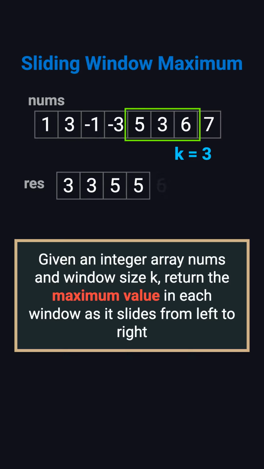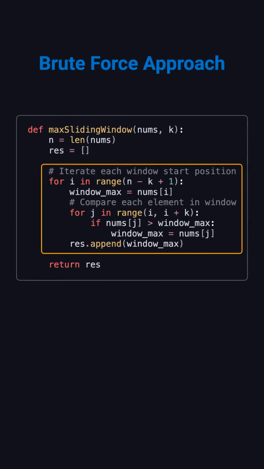5, 6, and 7. The brute force approach checks all k elements every time the window moves. That gives you O of n times k time complexity, which is too slow when n or k is large. The efficient solution uses a monotonic deque.